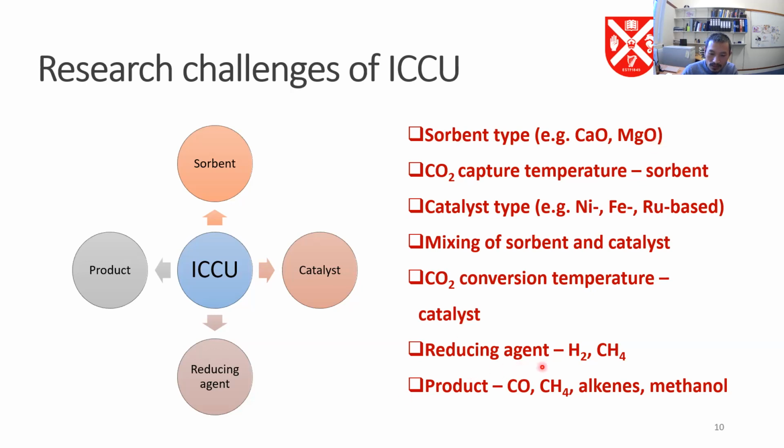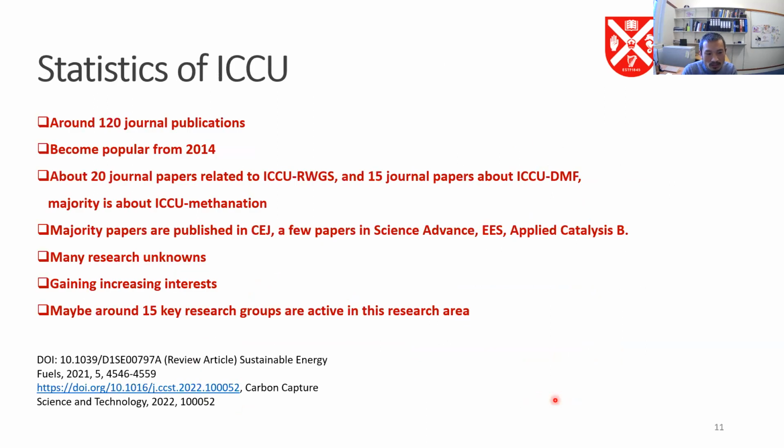And what reducing agent are we going to use? We can use hydrogen to do the CO2 hydrogenation, or we can use methane to do the dry reforming. What kind of product do we aim to produce? So we can have CO production, methane production, or methanol production. And at the moment, most of the ICCU studies focus on the CO production and methane production, because these are relatively easier reactions.